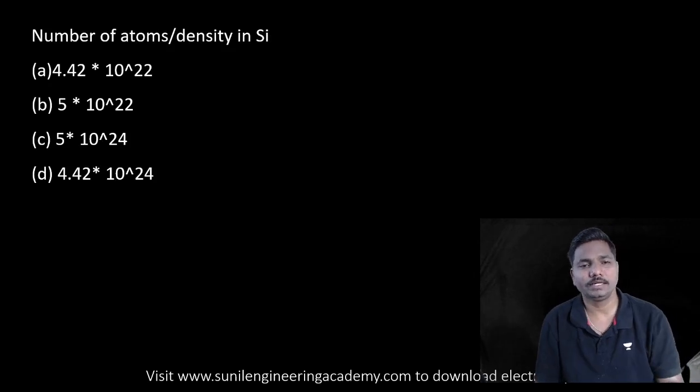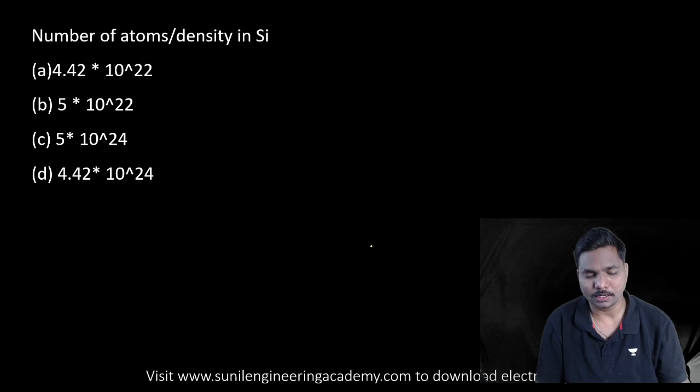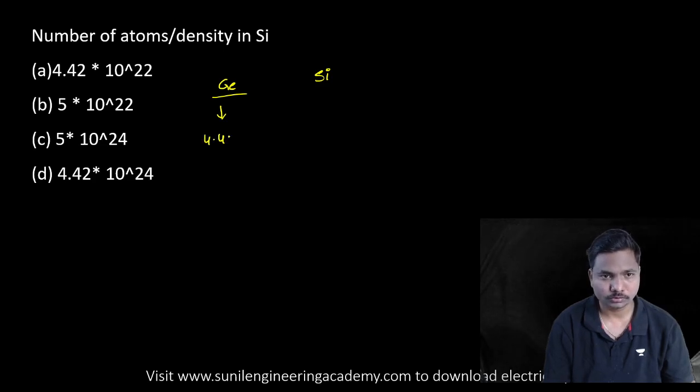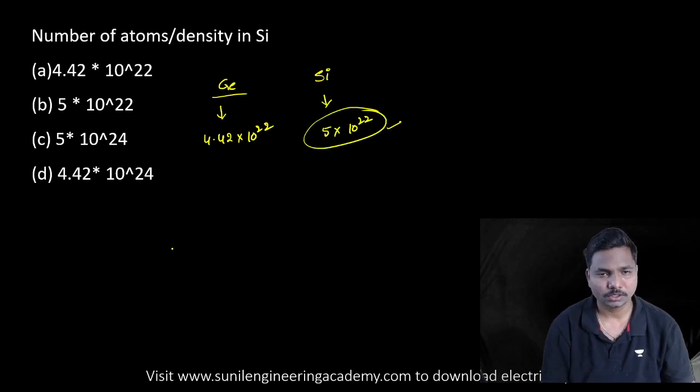Coming to the number of atoms per density in silicon and germanium. For germanium the number of atoms per density is 4.42 into 10 power 22. Coming to silicon, it is 5 into 10 power 22. So we have some more atoms in silicon. So for silicon they are asking 5 into 10 power 22.